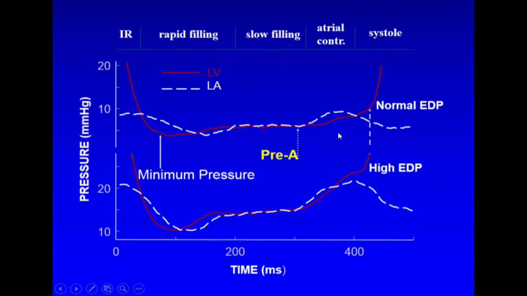There is a phase in mid-diastole where the pressures in the ventricle and atrium are very close. The end of that is the pre-A pressure. This pressure is called pre-A because it precedes the atrial contraction, and the pressure is very similar to the mean left atrial pressure and the mean wedge pressure. Then with atrial contraction, you get another pressure gradient.